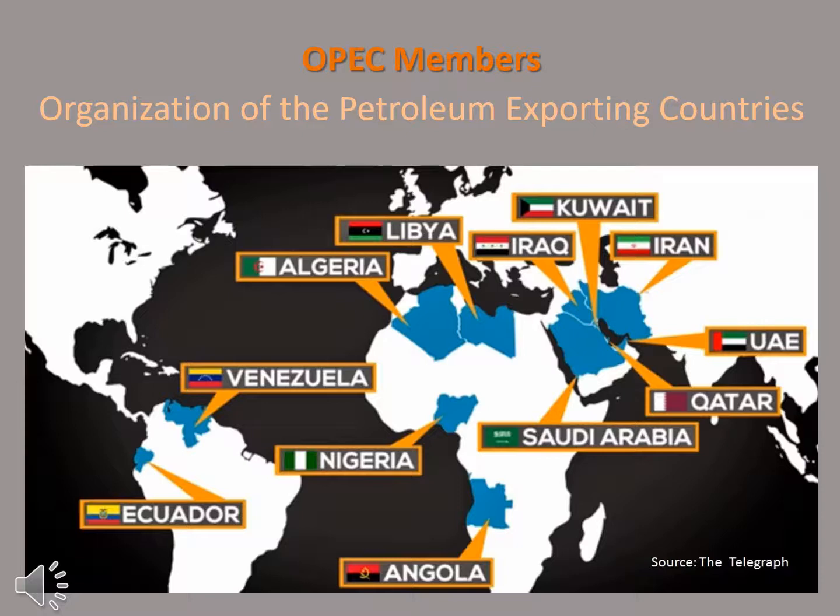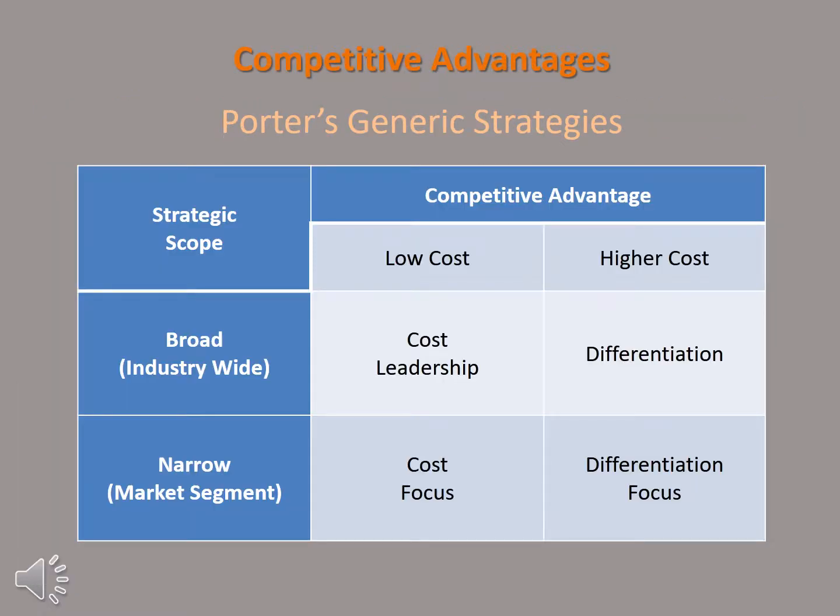So there's a lot of cheating in terms of OPEC's quotas, so their ability to control the oil price is somewhat limited today. And what we're looking at here is Porter's generic strategy for competitive advantage. Competitive advantage is how the firm positions, whether it's above or below the industry average.